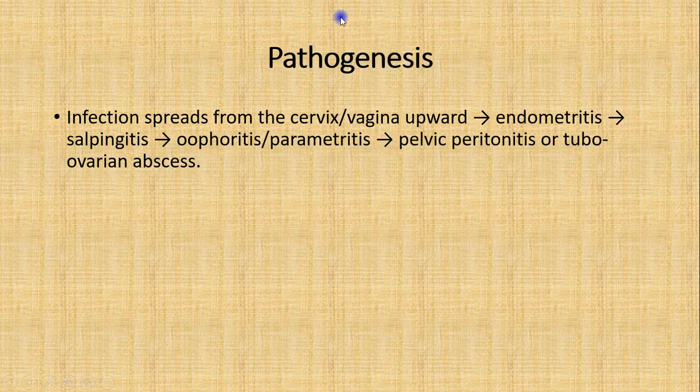Let's look at the pathogenesis. Infection spreads from the cervix or vagina upwards, which results in endometritis, that's inflammation of the endometrium, which will further result in salpingitis, which is inflammation of the fallopian tubes, would affect the ovaries subsequently, resulting in oophoritis or parametritis. Oophoritis, which is inflammation of the ovaries, will further result in pelvic peritonitis or tubo-ovarian abscess.